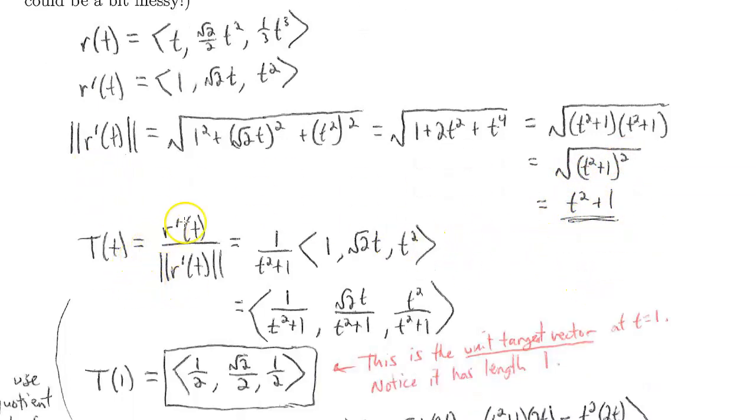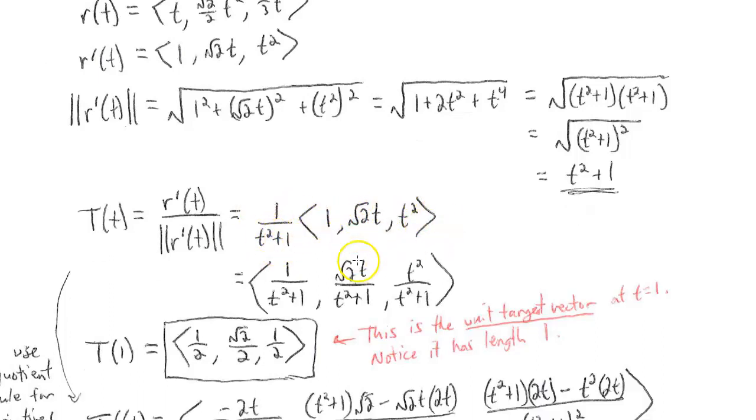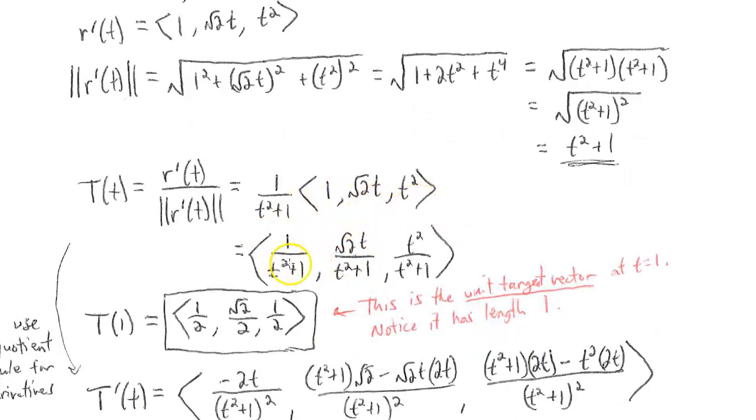So T of t is R prime of t divided by the norm of R prime of t. The norm of R prime of t, remember, was t squared plus 1. So we have 1 over t squared plus 1 times the R prime of t, which is right here. Okay, so we can do this scalar multiplication now. Multiply this scalar by this vector. So we multiply each of the components by that scalar, and this is what we get. So there's our T of t.